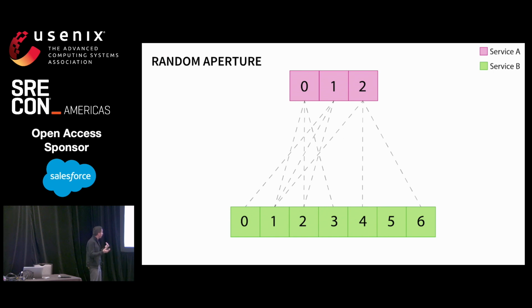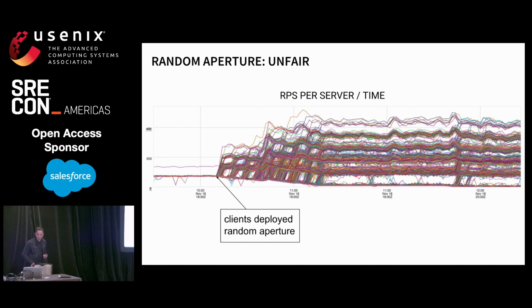It's kind of hard to appreciate the magnitude of this problem from small examples like this. And at the risk of making some of you compulsively check your on-call pagers, this is what happened when we deployed the set scale. So what are we looking at here? We're looking at a time series graph. This is RPS per server over time.